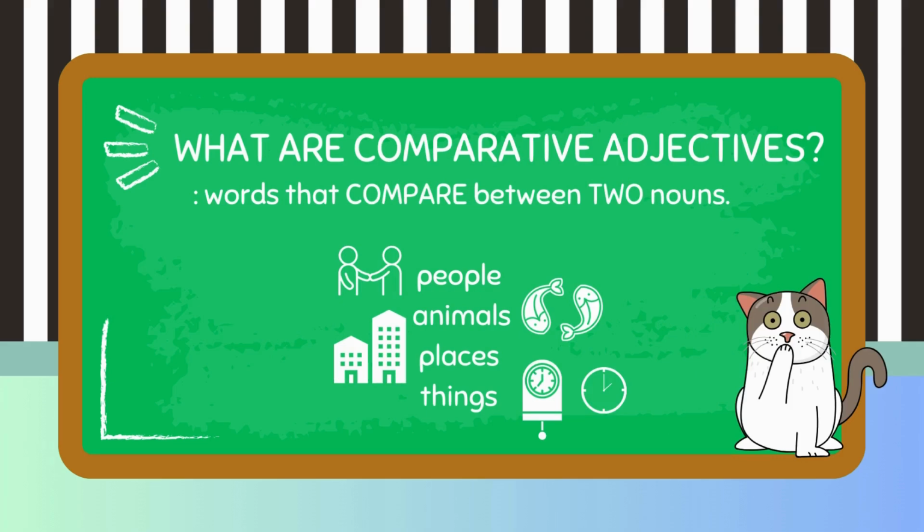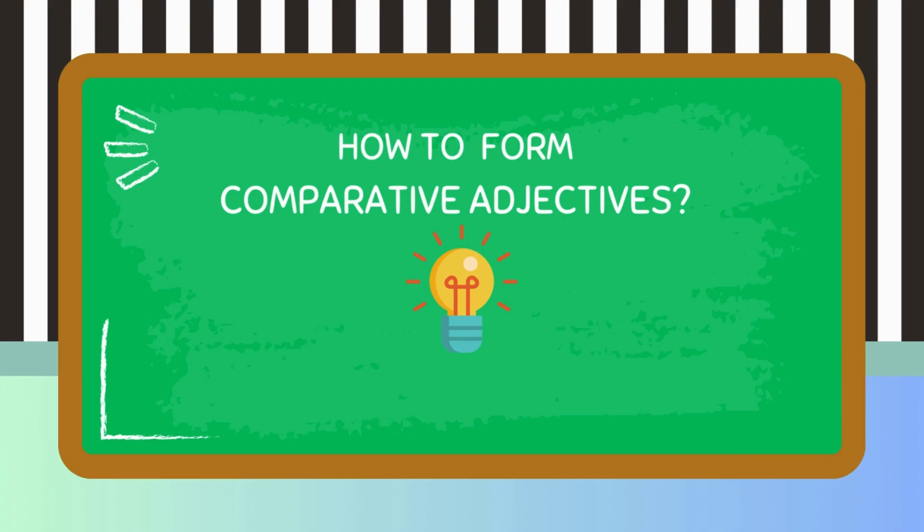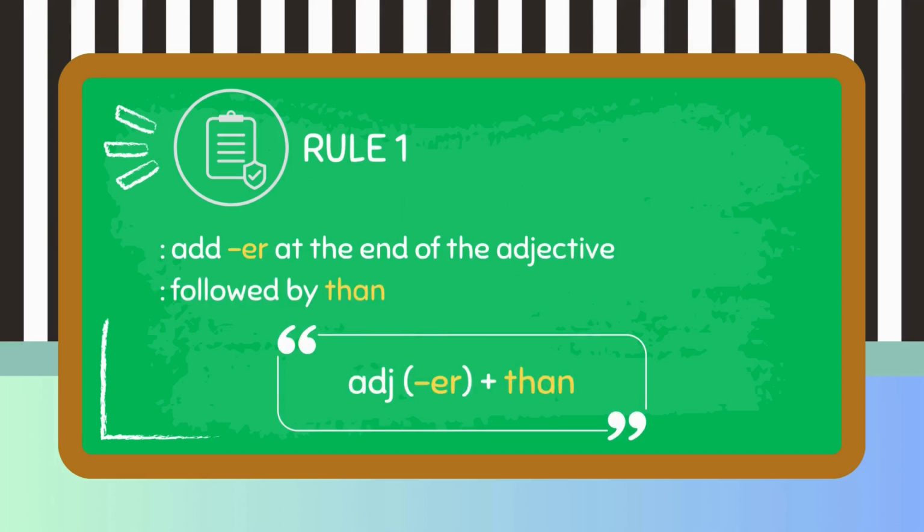Therefore, what are comparative adjectives? So, comparative adjectives are words that compare between two nouns, two people, two animals, two places, and two things. The key word is two nouns. Are you clear? Okay, now we want to look at how to form comparative adjectives. In this lesson, we will look at 4 rules or 4 ways how to form comparative adjectives.